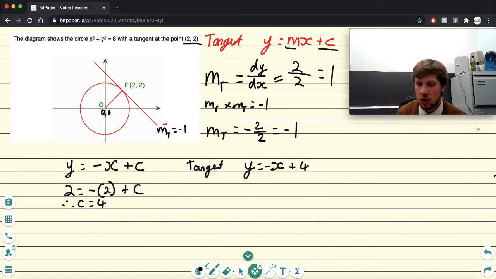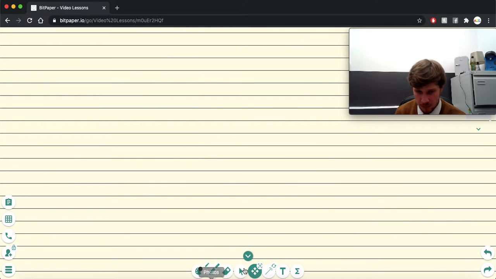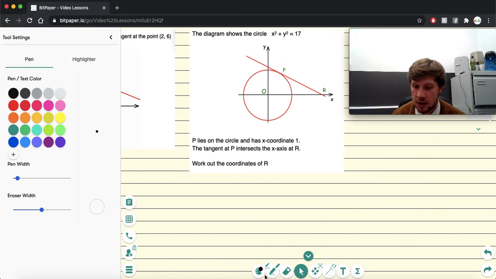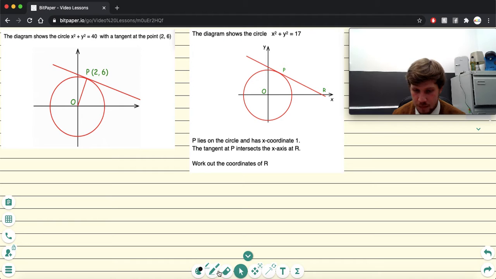However, what we're going to look at is 2 questions, and I'd like you to pause now and have a go at these questions before I run through the answers. Thank you for pausing. For this first question, again, I'm going to work out the gradient of my radius. My difference in my y coordinates is 6, and my difference in my x coordinates is 2.